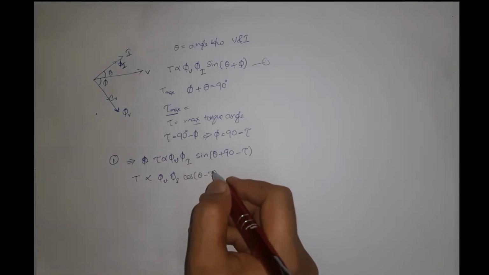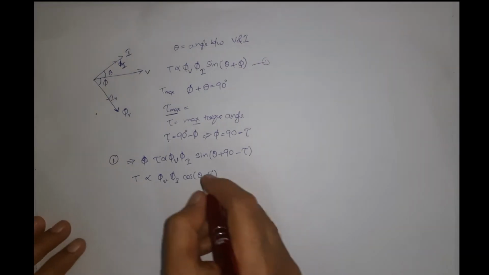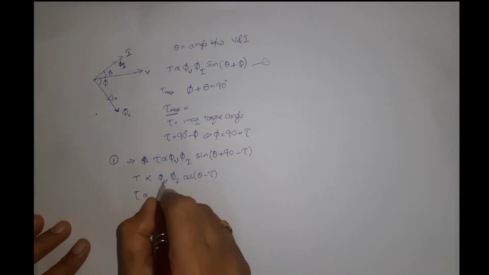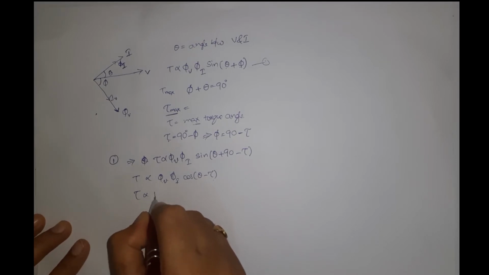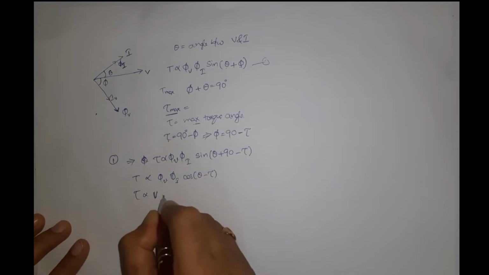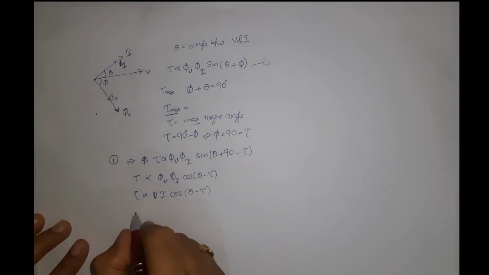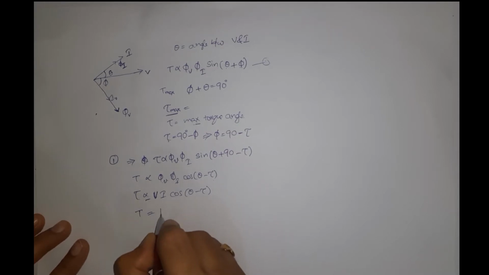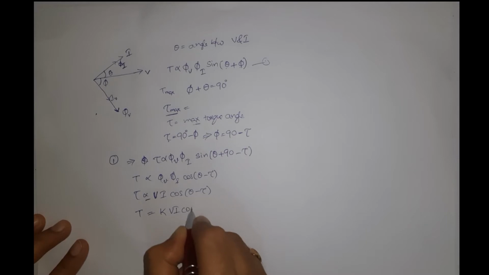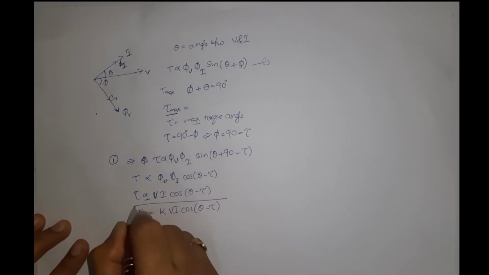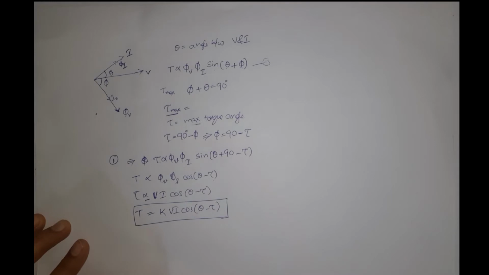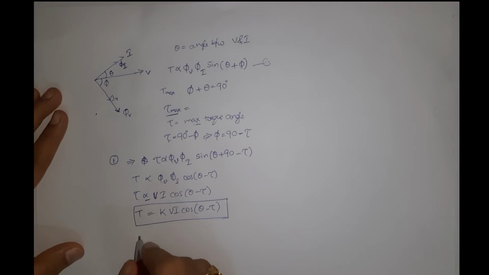This is the torque equation for the directional property, where phi V is proportional to the voltage supplied to that coil, and phi I is proportional to the current supplied to that coil. If we remove the proportionality, our torque equation will be K into V into I into cos of theta minus tau. So this is the torque equation for a directional relay. We have seen all these things in the relays topic, but we are revising them here.